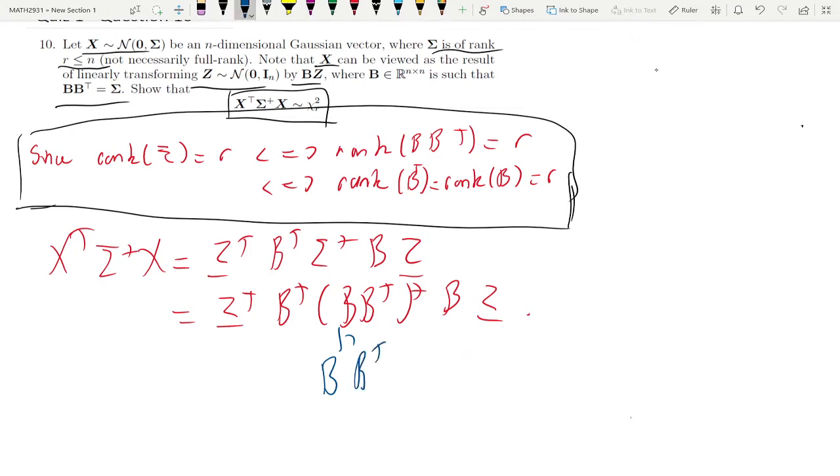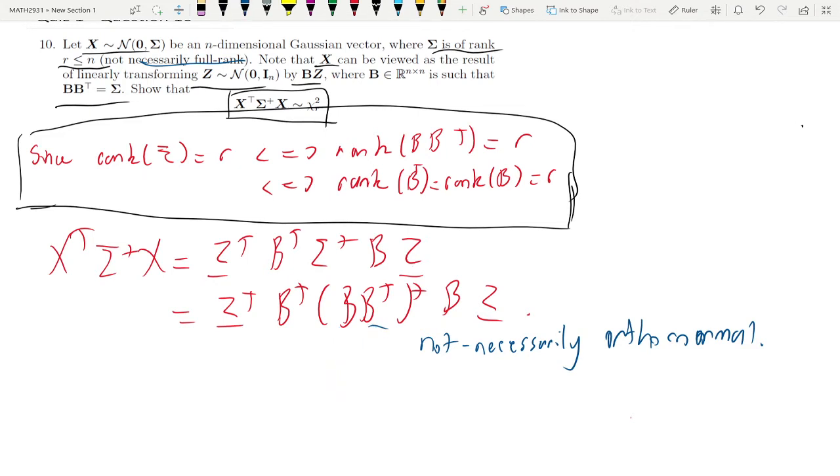Some of you might be thinking this, so it just ends up with this. This is actually wrong, and the reason is that technically this isn't actually SVD. If you look at this B matrix, it's not necessarily orthonormal, because it's not even full rank necessarily, as the question says. So this isn't in SVD form right now, and you can't just do that.